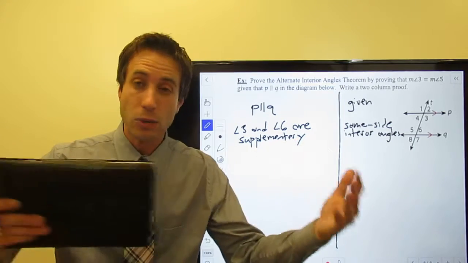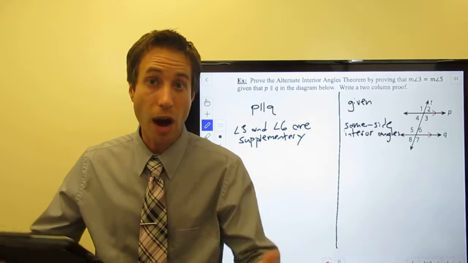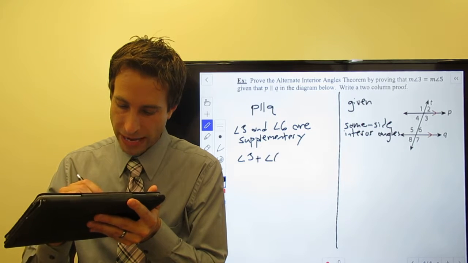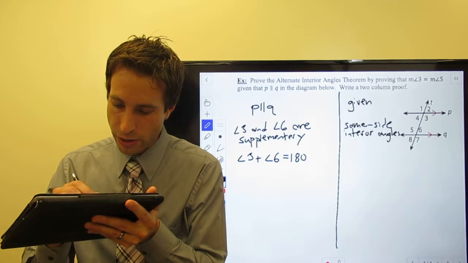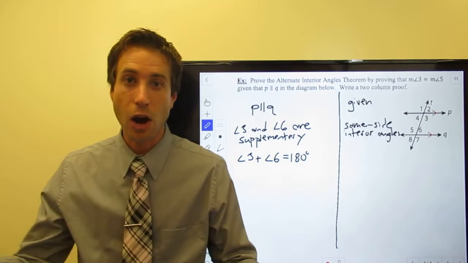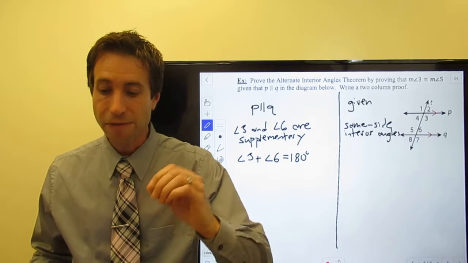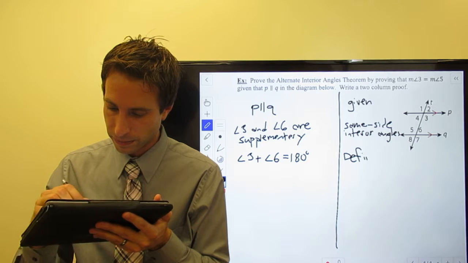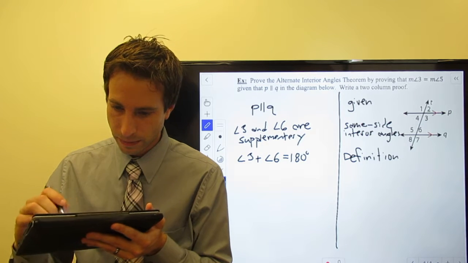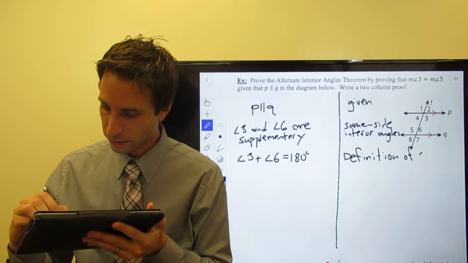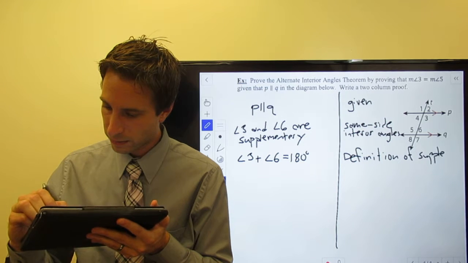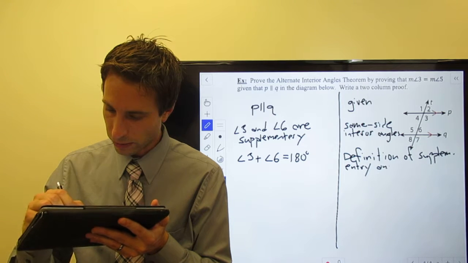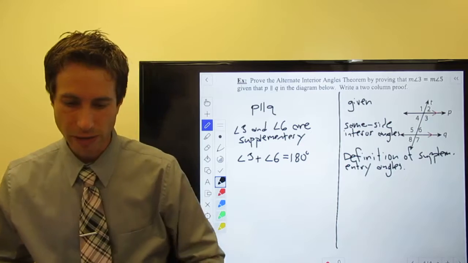If they're supplementary, well, supplementary angles sum to 180 degrees. So I know that the measure of angle 3 plus the measure of angle 6 has to be 180 degrees, right? How do I know that? That's our linear pair theorem. That's our definition of supplementary angles. So this is our definition of supplementary angles.